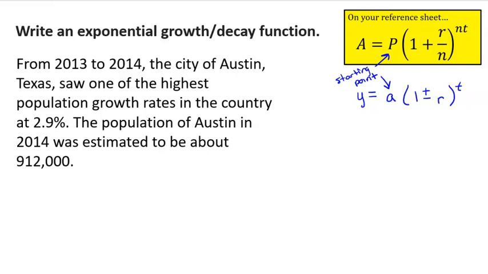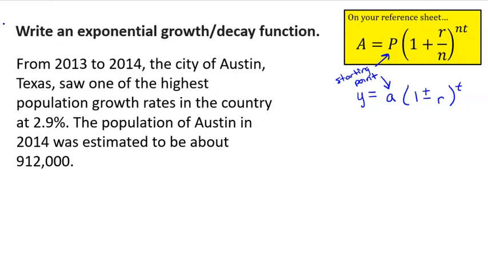If we don't remember how to do exponential growth and decay functions, we can always use our reference sheet, where it has our compound interest formula as a hint. If it's growth, it's going to be plus the rate. If it's decay, or if it's decreasing, we're going to say minus the rate. So let's go ahead and get started.